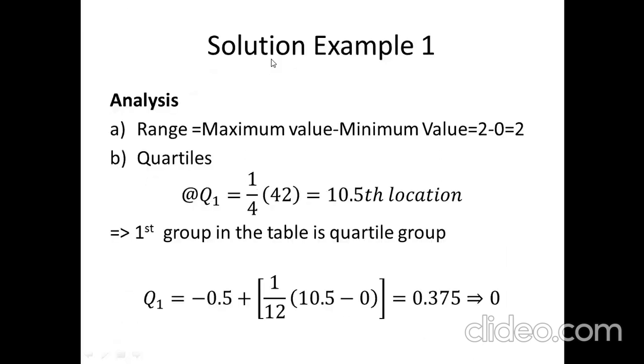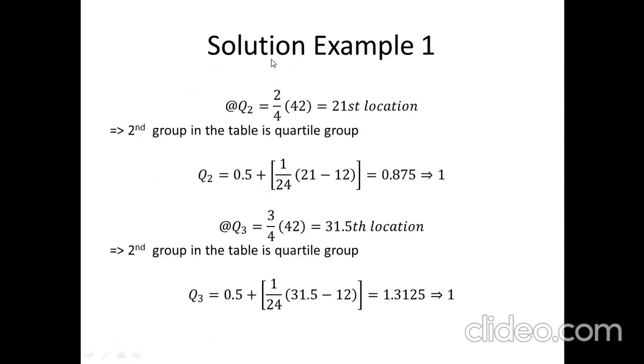Putting these values in the Q-i value equation, as we did for Q1, we can find the Q2 and Q3 values. For the Q2 case, it is 0.5 plus 1 by 24 into 21 minus 12. 21 is the factor that we obtained from 2 upon 4 into 42, and the answer we get is 0.875. Again, this can be rounded up to 1 because we know that the group value is 1 there.